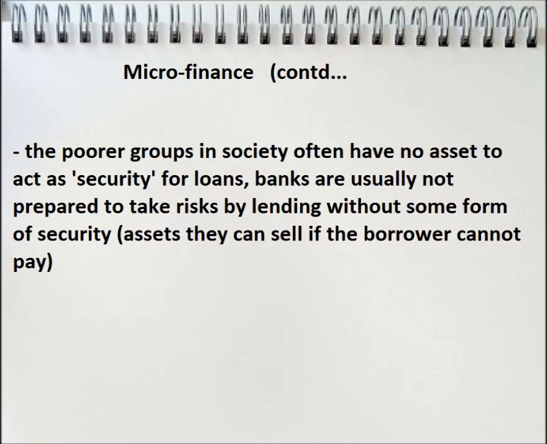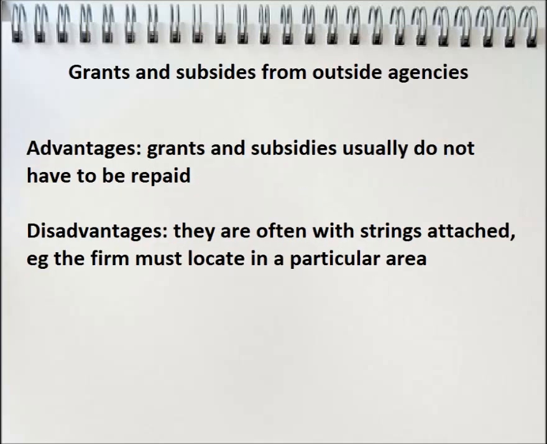The poorer groups in society often have no asset to act as security for loans. Banks are usually not prepared to take risks by lending without some form of security, assets they can sell if the borrower cannot pay. Grants and subsidies from outside agencies. Outside agencies include, for example, the government. Advantages: grants and subsidies usually do not have to be repaid. Disadvantages: they often come with strings attached.